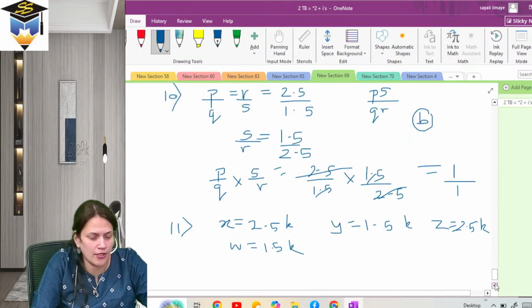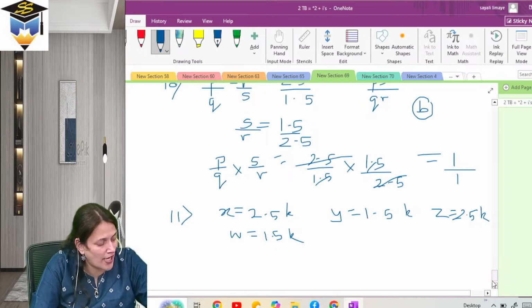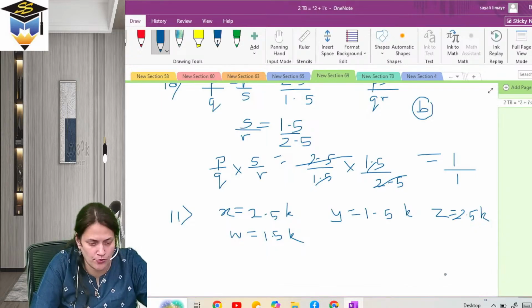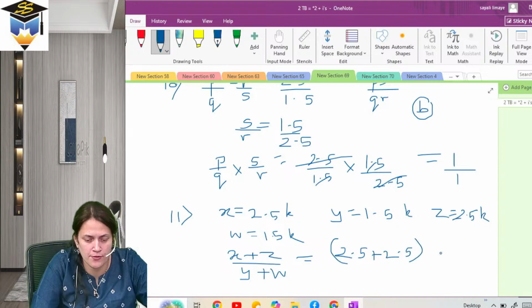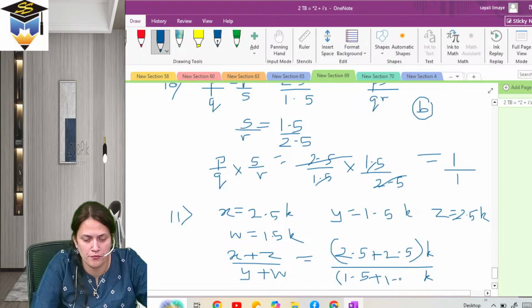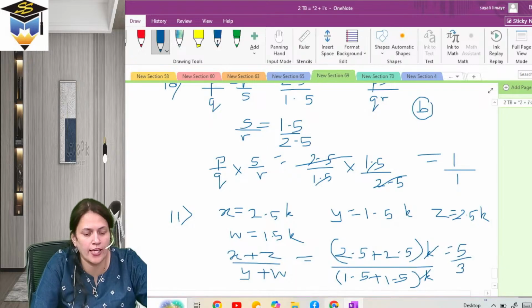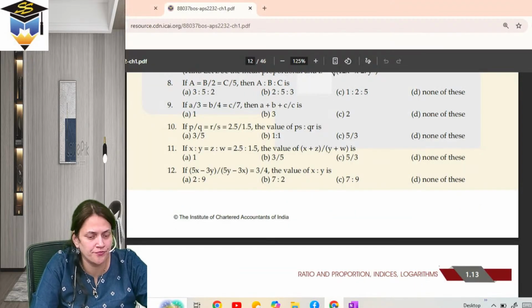So I have used the K method. Now find out what is x plus y, x plus z into y plus w. So 2.5 plus 2.5, that becomes 5. The numerator and denominator part K will get cancelled. So 5 by 3 will be the answer. Correct? So that is nothing but option C.